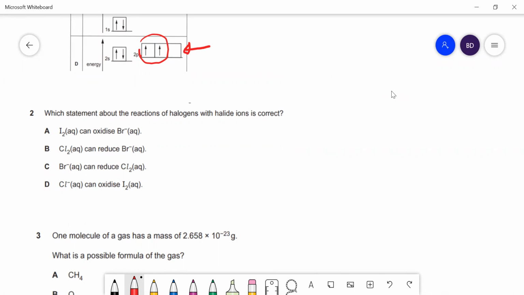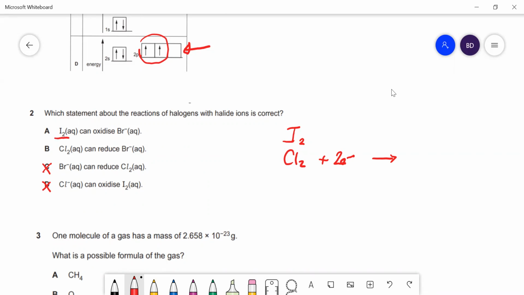Question 2. Which statement about the halogens and halide ions is correct? Right, now the halogens are oxidizing agents, okay, not the halides. So they're all oxidizing agents because they have some tendency to accept electrons, so they get reduced themselves. So we can immediately rule out C and D because the halide ions aren't oxidizers, they're actually reducers, they give away electrons.